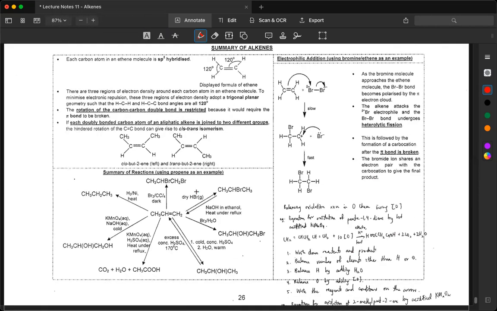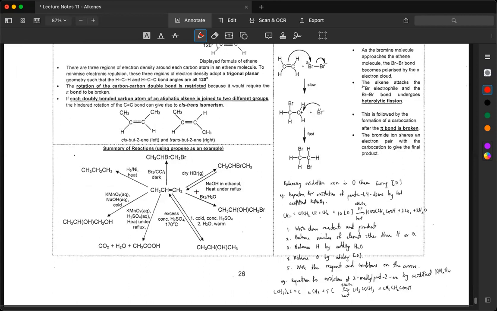Okay, so this is a summary. You can just read it yourself for your own reference.